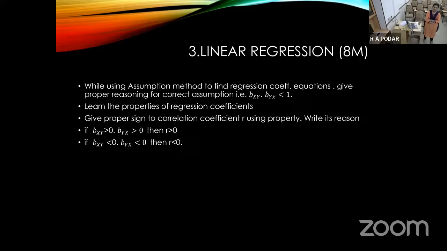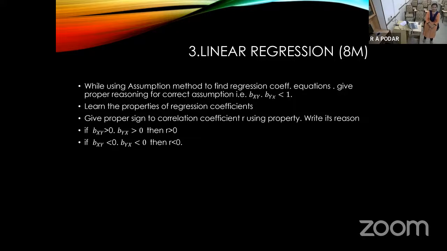Whenever we have to find the correlation coefficient, the formula everyone knows, r square is equal to bxy into byx. So the r value we will get is plus or minus the square root of byx and bxy. But this plus or minus sign depends on the value of the regression coefficients x on y and y on x. So r, that is the correlation coefficient, is positive if both the regression coefficients are positive, and if both the coefficients are negative, your correlation coefficient is negative.